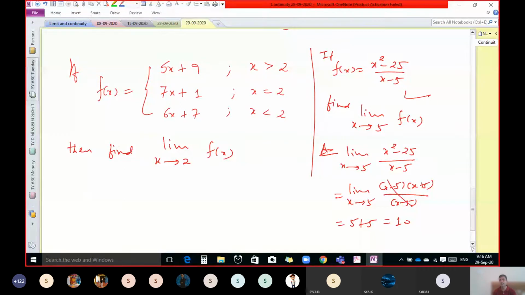And here the question is almost the same. Find the limit as x tends to 2 of f of x. Here f of x is not a simple function; it is a step function. Now the question is, when there is a situation like limit x tends to 2 of f of x, which f of x do we have to put here? First one, second one, or third one? Can you tell me?